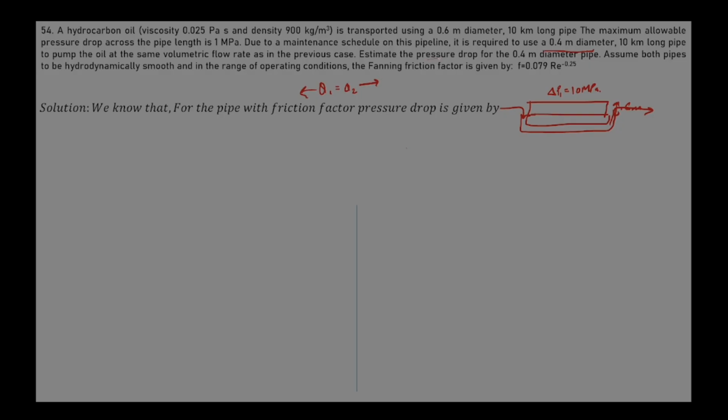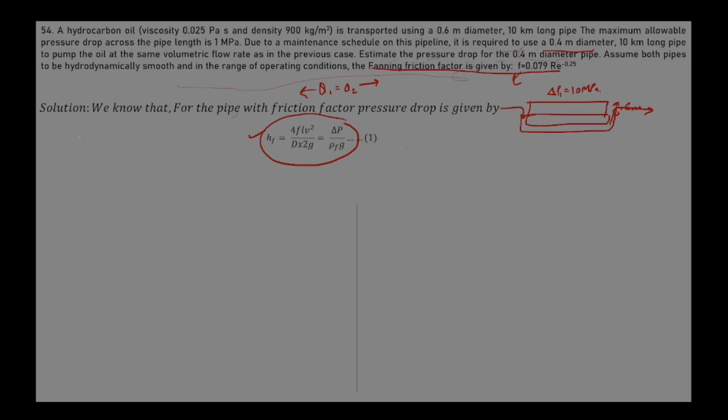Estimate the pressure drop for the 0.4 meter diameter pipe. Assume both are hydrodynamically smooth in the range of the operating condition. Fanning friction factor is this. So very first, head loss is given by this. Since the Fanning friction factor is given, we will use this formula.